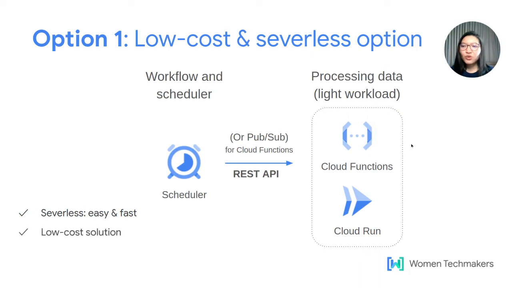Next, it's low cost. You can just start from the free tier because Google Cloud has provided quite a generous free tier, and you can start from $0 and pay as you go. And lastly, it's suitable for light workloads because of the limitation of the compute spec of these two services.